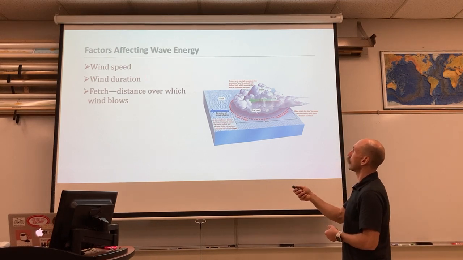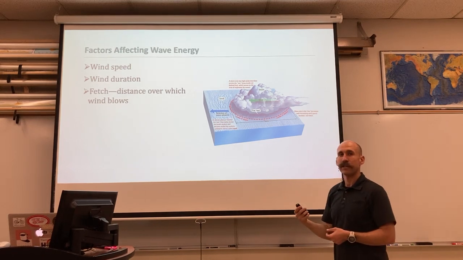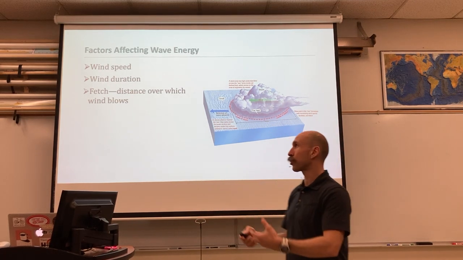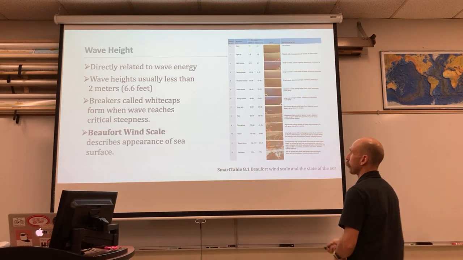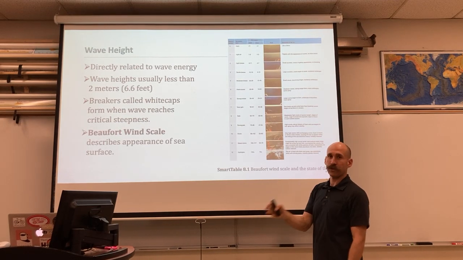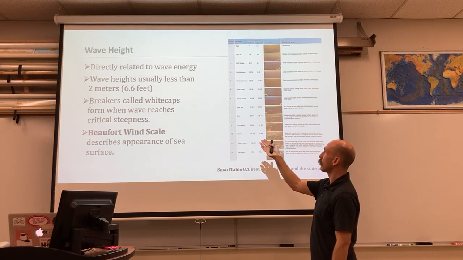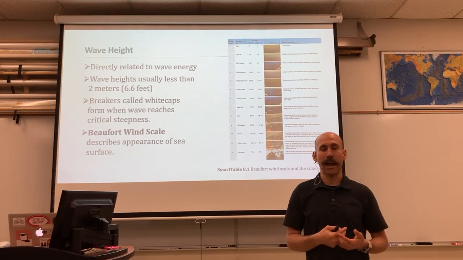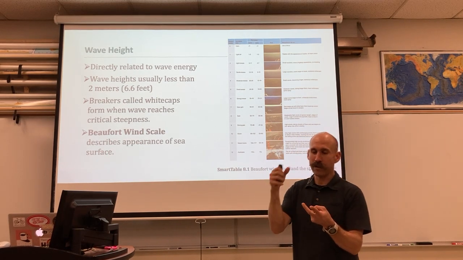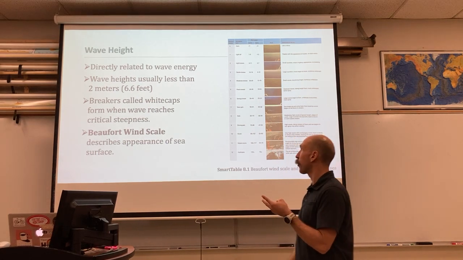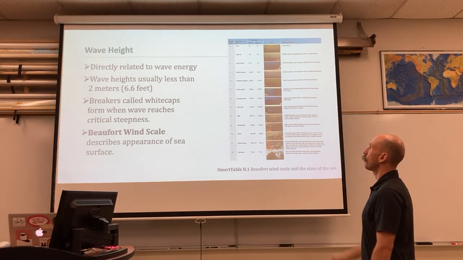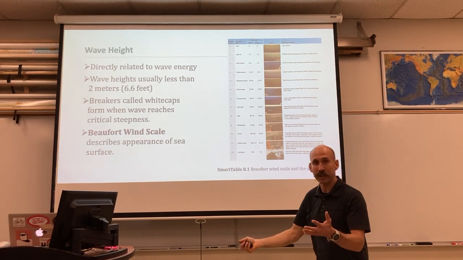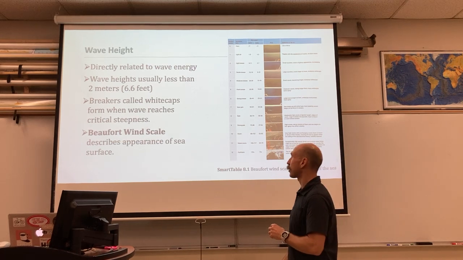Now, these three things together create different size of waves. Waves transmit energy through the ocean, and it can create different things. Based on these three factors, waves will get to a certain height. And the wave height is directly related to the wave energy, and the energy depends on the speed of the wind, the duration of the wind, and the fetch of the wind. Most wave heights are usually less than 2 meters. Breakers will have white caps when wave reaches a critical steepness, which we know is greater than 1/7.